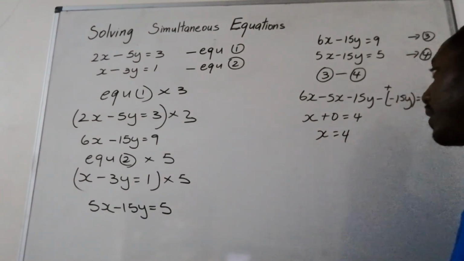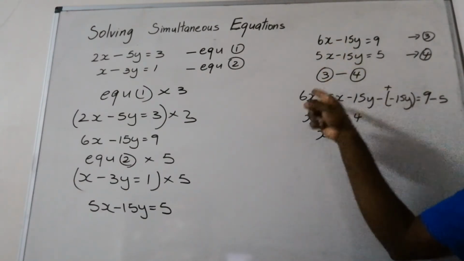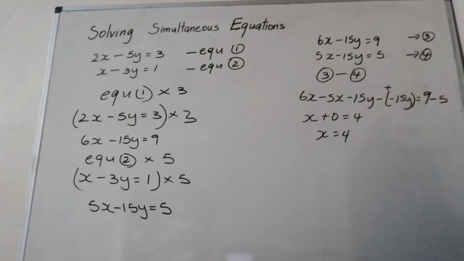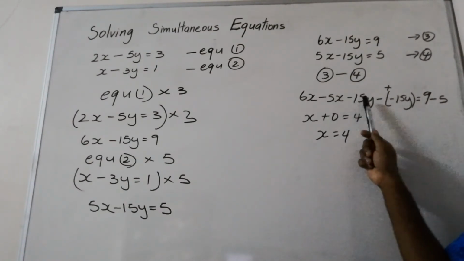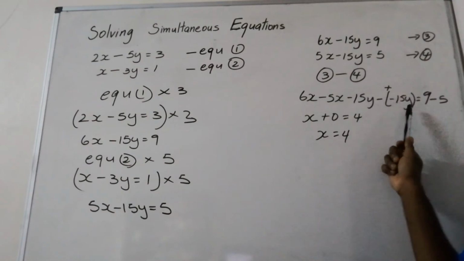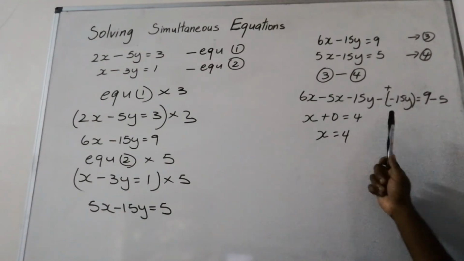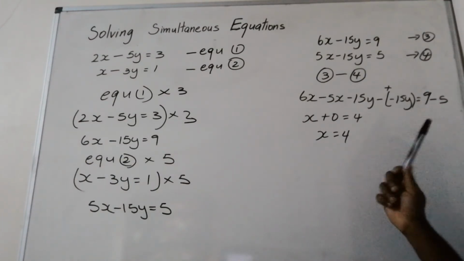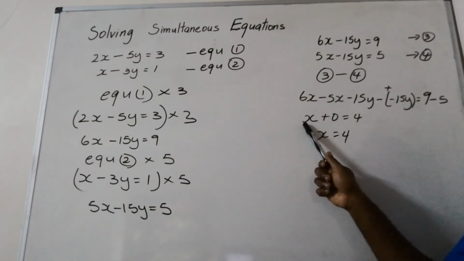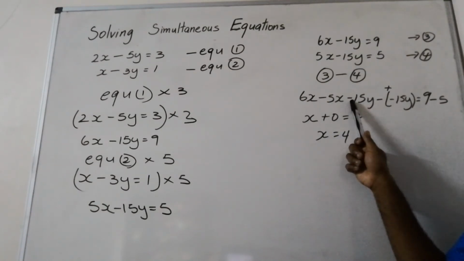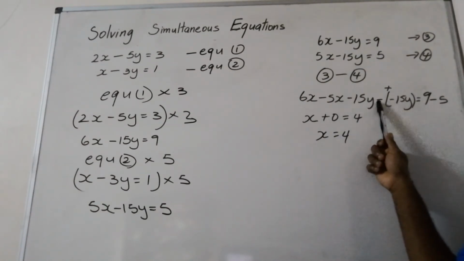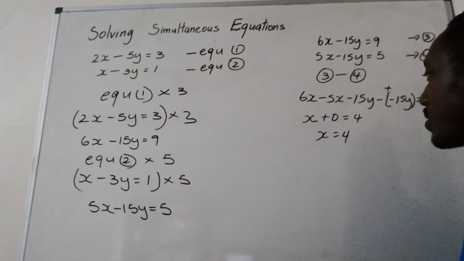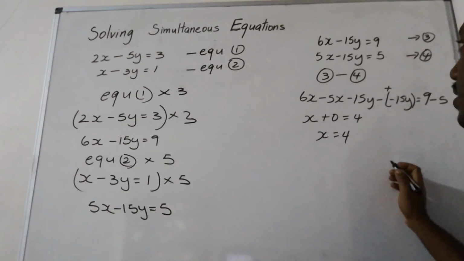So let's go through that again. 6x take 5x, because we're subtracting, because the signs are the same. Minus 15y take minus 15y, the two negatives become positive, and 9 take 5. So that will give us x plus, negative 15y take negative will become a plus here, so that will give us 0. So x plus 0 is equal to 4. x is equal to 4.